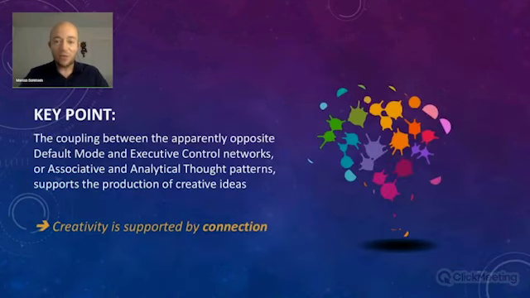Okay, so we are now at the very end of the first part of this presentation, which is about the more physical structures inside the brain, what is known about networks and NERDS. So the key point to take away from this really is that the coupling between these apparently opposite default mode and executive control networks, or associative and analytical thought patterns, supports the production of creative ideas. And to make it even more simple, creativity is supported by connection.